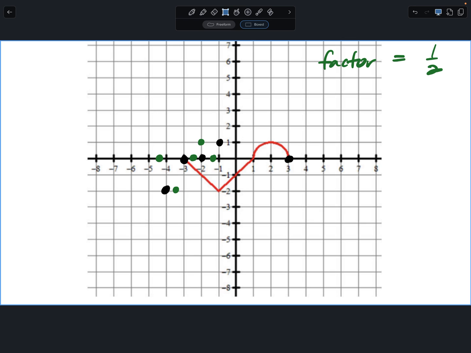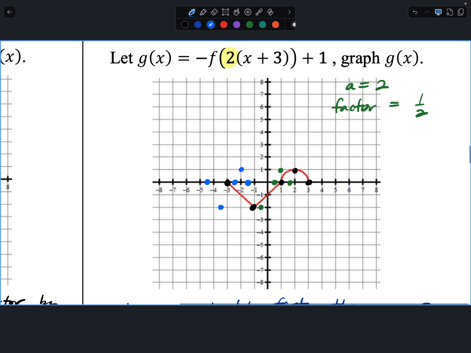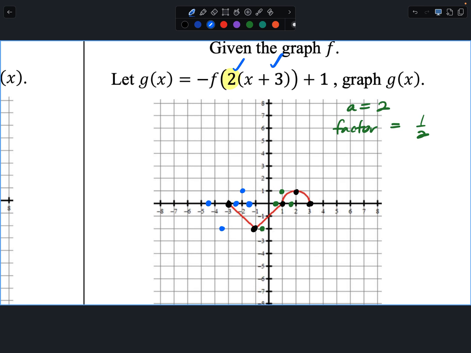Oh, I didn't mean to do that. That doesn't work because the black points move too. I don't want to do that. So I'm going to use blue. So 1, 2, 3. 1, 2, 3. 1, 2, 3. 1, 2, 3. Okay. So I've taken care of the 2, and I've taken care of the +3.